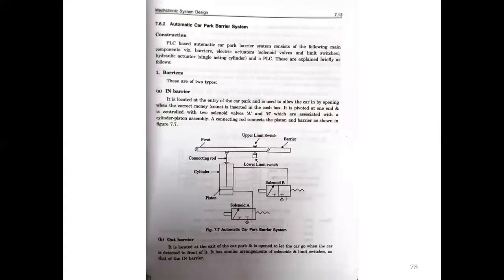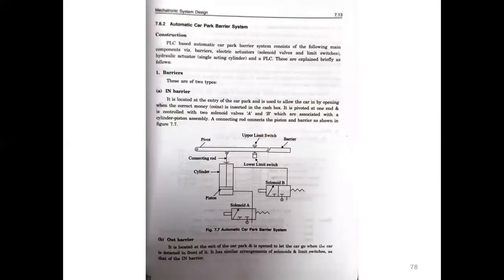The in barrier is located at the entry of the car park and is used to allow the car in when the correct money or coin is inserted in the cash box. It is pivoted at one end and controlled with 2 solenoid valves, A and B, which are associated with a cylinder piston assembly. A connecting rod connects the piston and the barrier as shown in the figure. In the figure we have the cylinder, piston, solenoid valve A and solenoid valve B, the upper limit switch, and the barrier and pivot connections are fixed.